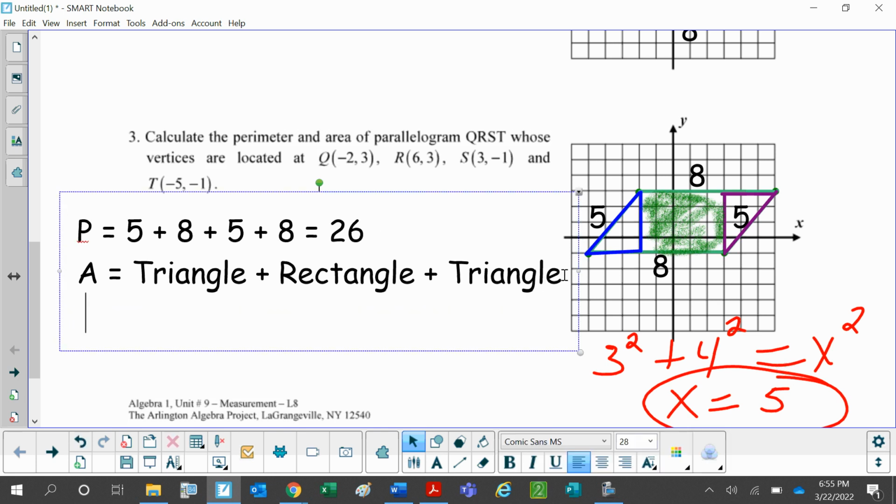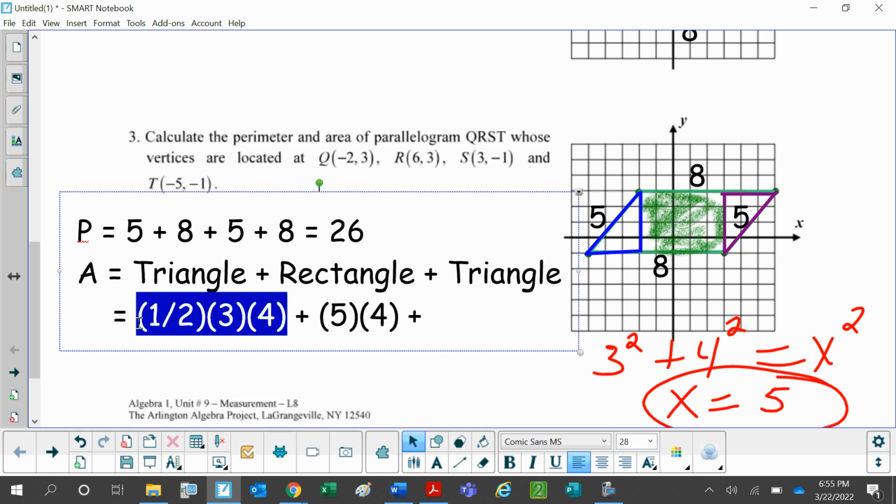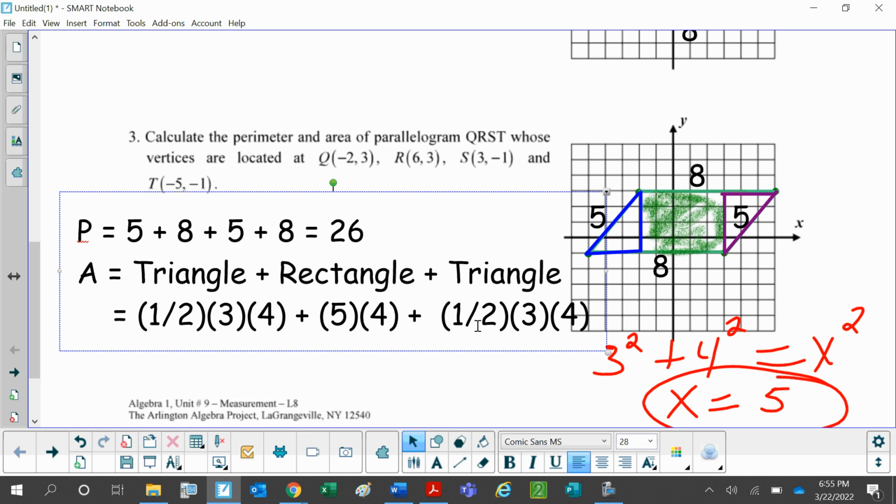So the area of the triangle is 1/2 base times height. Now, what is the base and height? Here we go. This base right here is 3 units long, and this height is 4 units long. Remember, the base and the height are the two side lengths that form the right triangle. Now, the rectangle is just the base, which we said was 5 units across, times the height, which is 4 units. And then again, I'm going to copy and paste this over here because it's the same stuff.